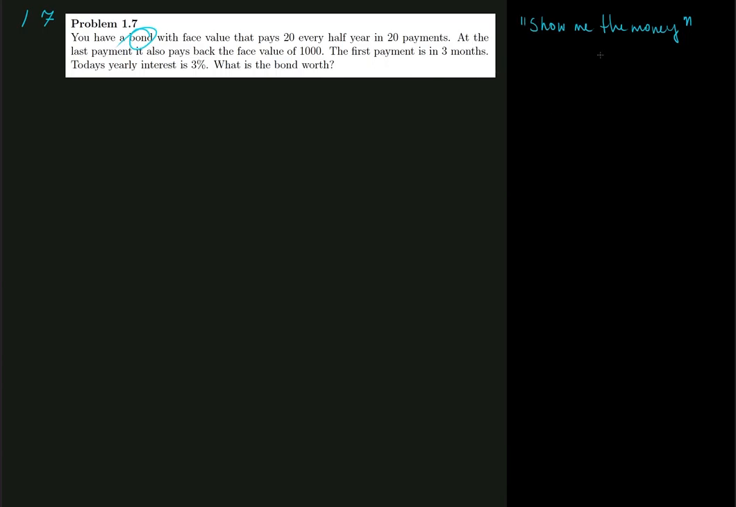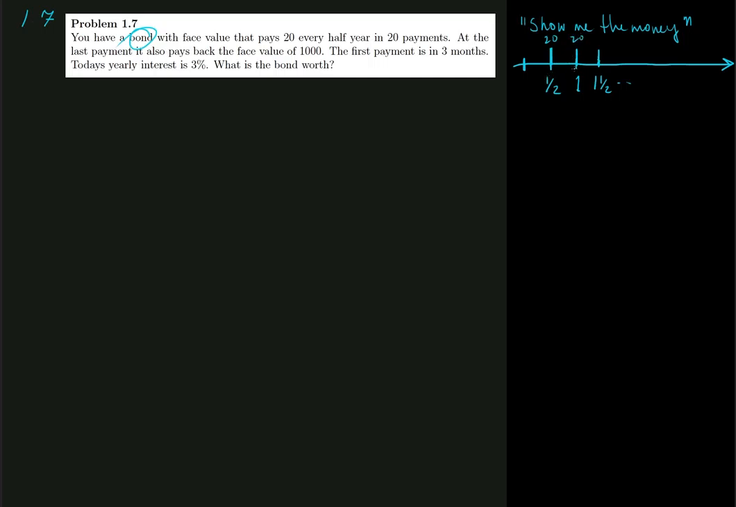So it's essentially a kind of loan or borrowing contract where you're the person who loans the money out if you buy the bond. So we have a bond that pays 20 every half year in 20 payments. So what does that mean? Well, let's take a look at this. It means that every half year, so I will draw half here, 1, and then 1 and 1/2, and so on and so on. So every half year it pays 20. So this will be how much the bond pays every half year. Pays 20, and it does so for 20 payments.